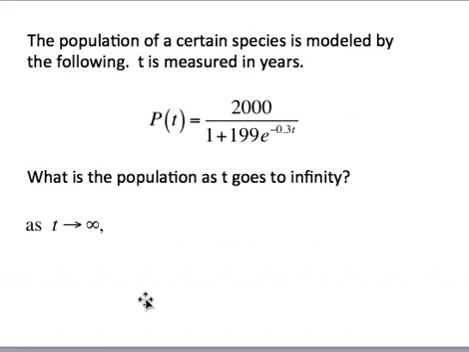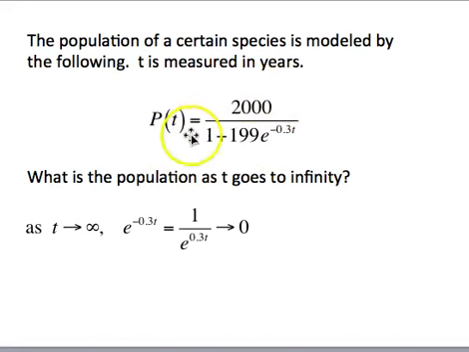Next up, we want to see what happens as t goes to infinity. So we have this 2,000 over 1 plus 199 e to the negative 0.3 t. As t goes to infinity, how is p of t changing? Well, I start with this part, e to the negative 0.3 t. If you have a negative exponent, it's in the denominator, so it might be easier to think of it as 1 over e to the 0.3 t. Now if t gets very large, a million, a billion, a trillion, I have e to a large number. E to a large number is a really large number. 1 over a really large number is going to get closer and closer to 0. So that's going to go to 0 as t goes to infinity.